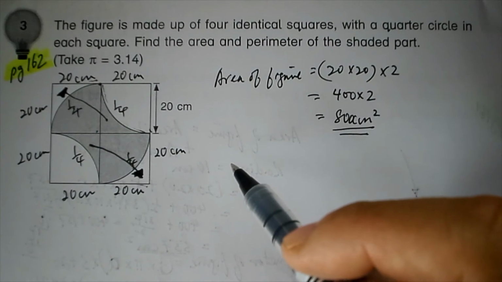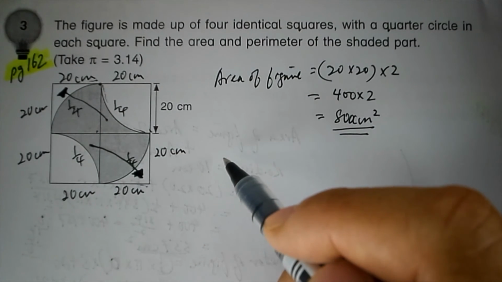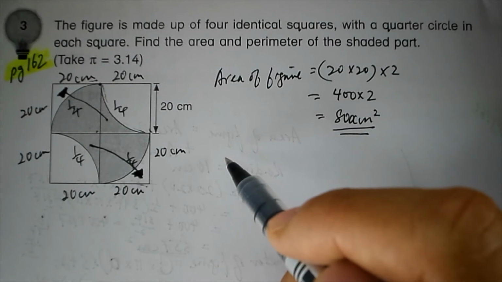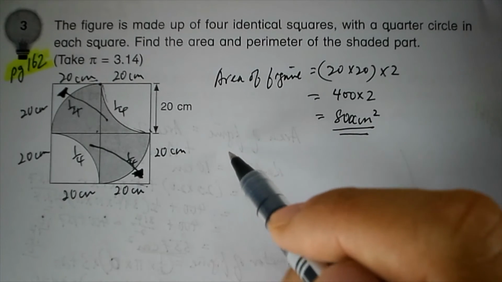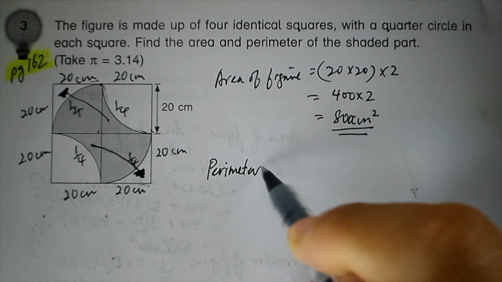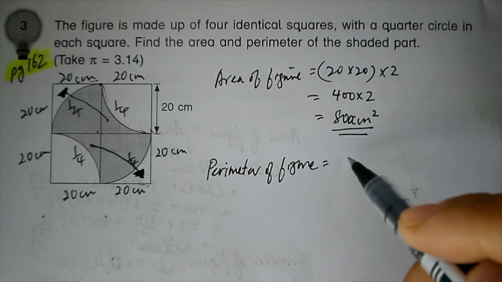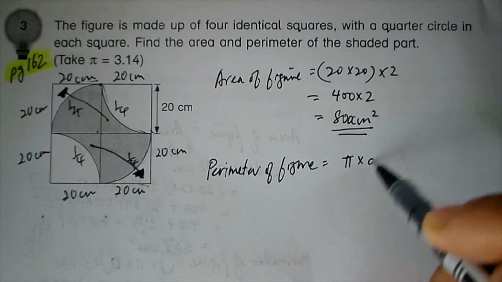Hence, the perimeter of the whole figure, I beg your pardon, is equal to the circumference of a circle. So the perimeter of the figure is equal to pi times d.